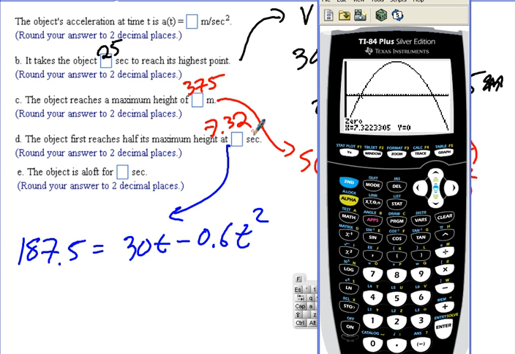Okay, the object is aloft for how many seconds? The answer is 50. Yeah, you actually know that. Now maybe you didn't see that, and I'll show you how we could find this thing without knowing this little trick.